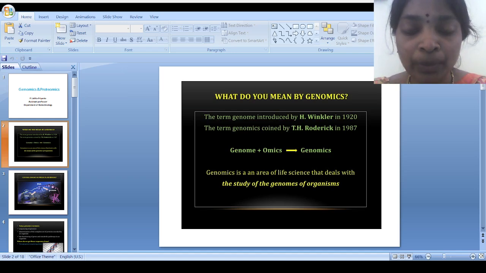Today I am going to talk about genomics. The term genomics generally defines the genome, the complete genes which are present in the DNA. So it is the complete genetic study of an organism. Genomics is an area of life science that deals with the study of genomes of a particular organism, that may be plant, animal, bacteria, anything.